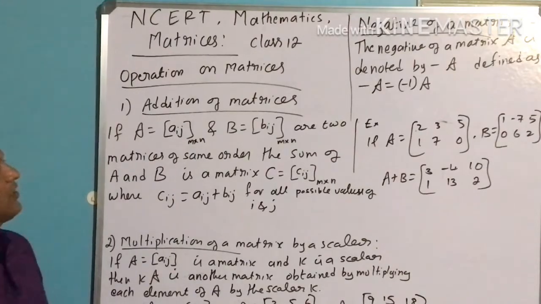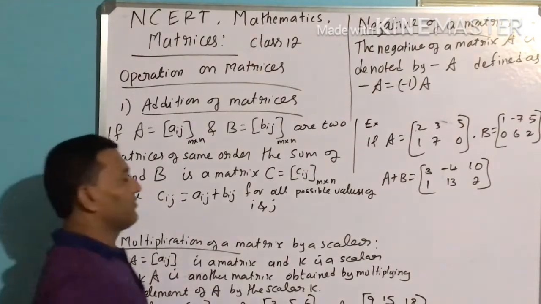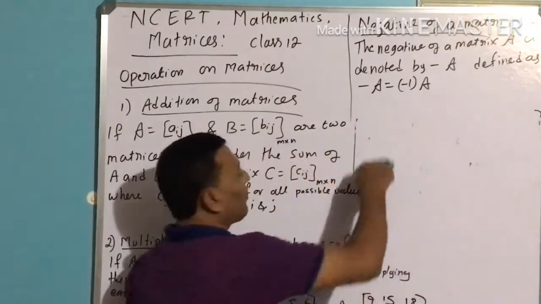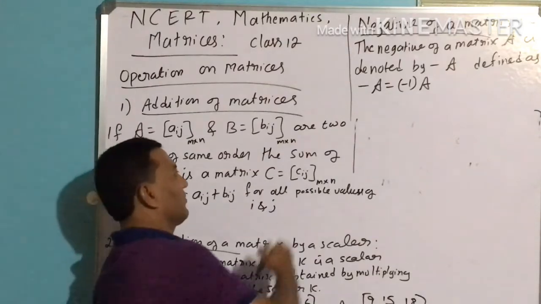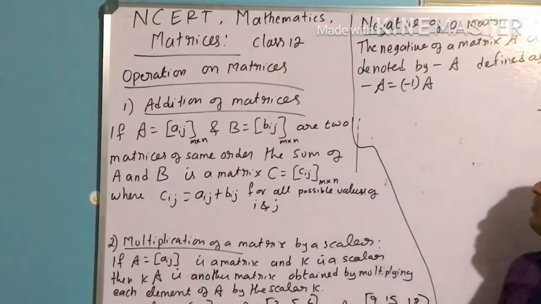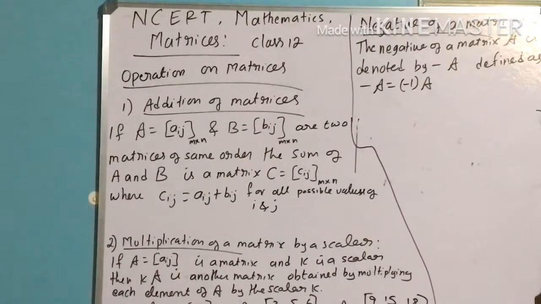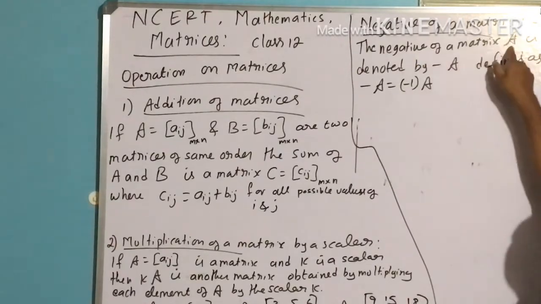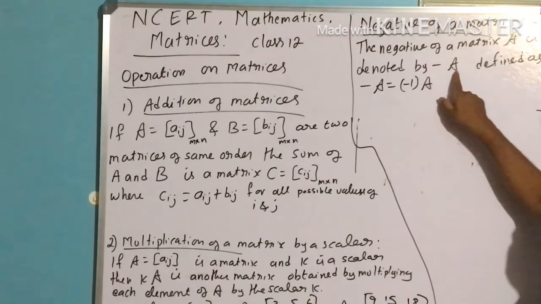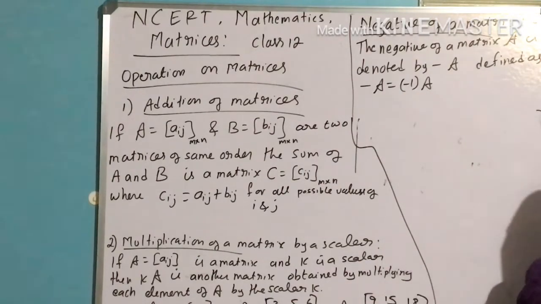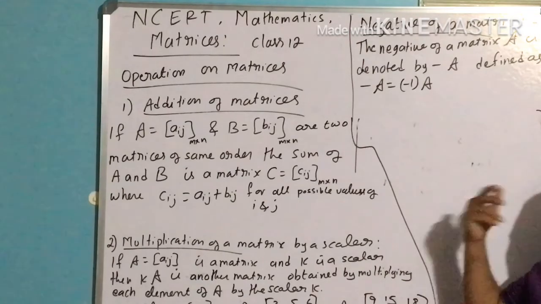Now we shall see what is meant by negative of a matrix. This negative of a matrix is a comparative aspect. That is, we are defining the negative of a matrix for a particular matrix. The negative of a matrix A is denoted by minus A, defined as minus A is equal to minus 1 into A. For any matrix A, if you multiply minus 1 to that, that will result in the negative of that matrix.